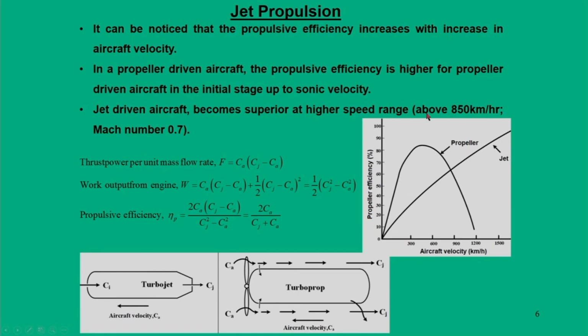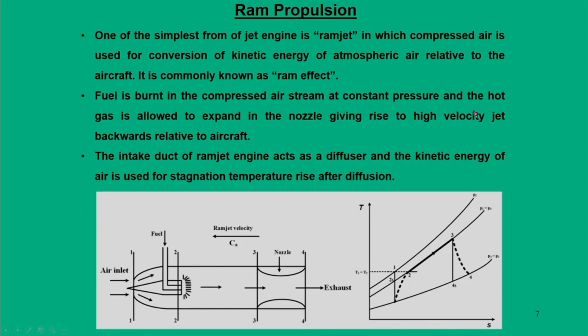And this remarkable change, where jet engines become more efficient, occurs when the Mach number is about 0.7, or when we expect the flight velocity to be more than 850 kilometers per hour. Another concept that drops in from the jet is what we call the ramjet engine.